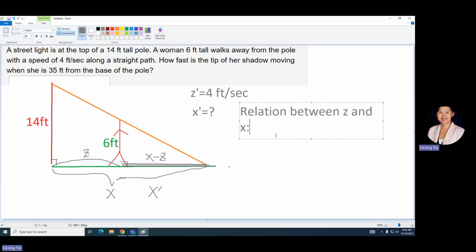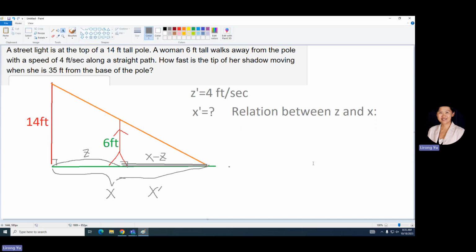In order to create a related rate, we have to have a relation between the quantities in the question, z and x. That is, the triangles are similar. I guess we should review a little bit the relation of triangles. If you have a small triangle and you have a big triangle, and they're similar, meaning they have the same shape, like this triangle and this triangle have the same shape.